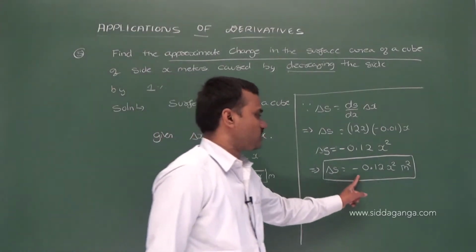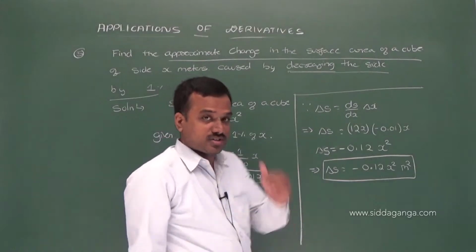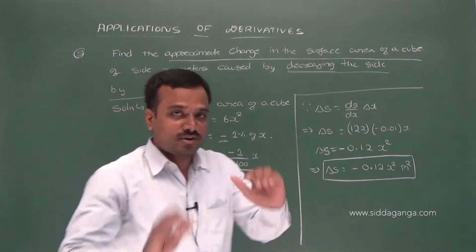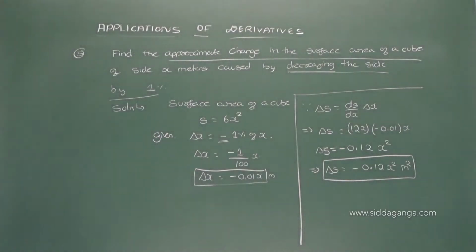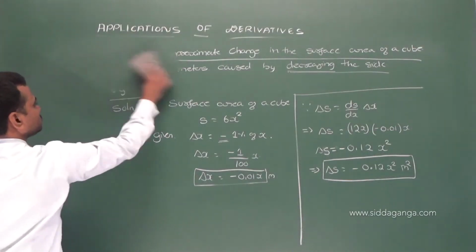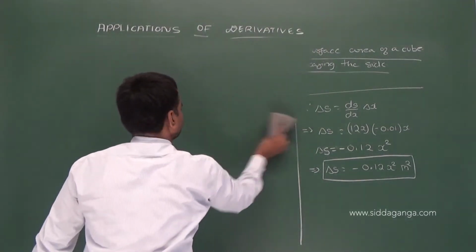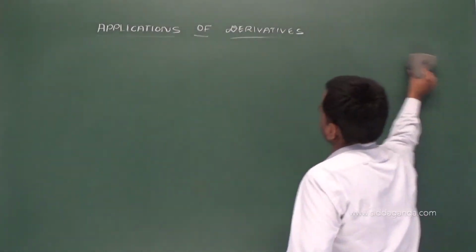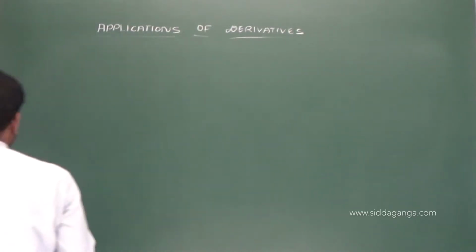This is also very important. Negative sign. So why do we write the negative sign? He has given decreasing the side by 1%. This edge of a cube is decreasing the side by 1%. That's why we write the negative sign. If it is given increasing, we write the positive sign. See the problem first. So one more problem. Next problem, sixth problem.